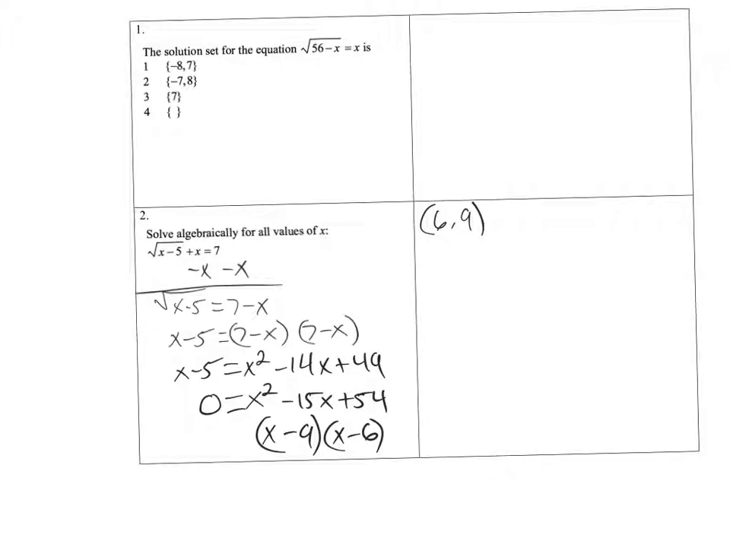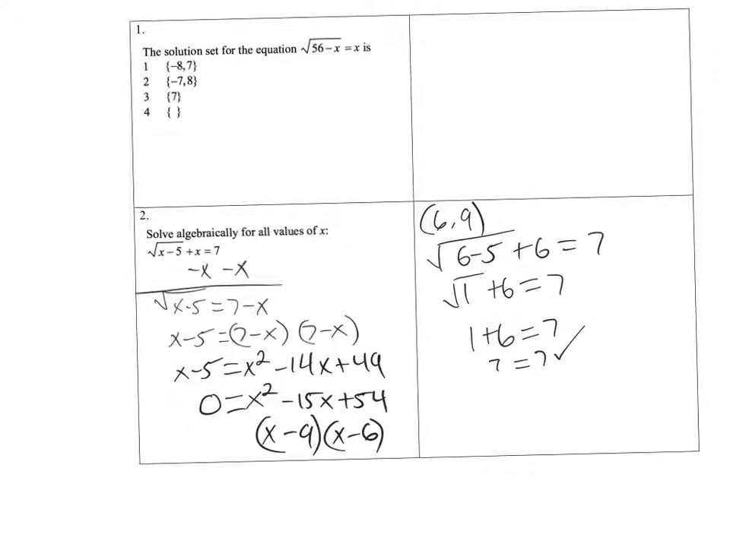In the equation, that will look like the square root of 6 minus 5 plus 6 equals 7. And 6 minus 5 is 1, and the square root follows the 1. Since the square root of 1 is always 1, we will just change that to a 1, and bring down the plus 6 equals 7. And 6 plus 1 is 7. So 6 is not extraneous, it works out perfectly.